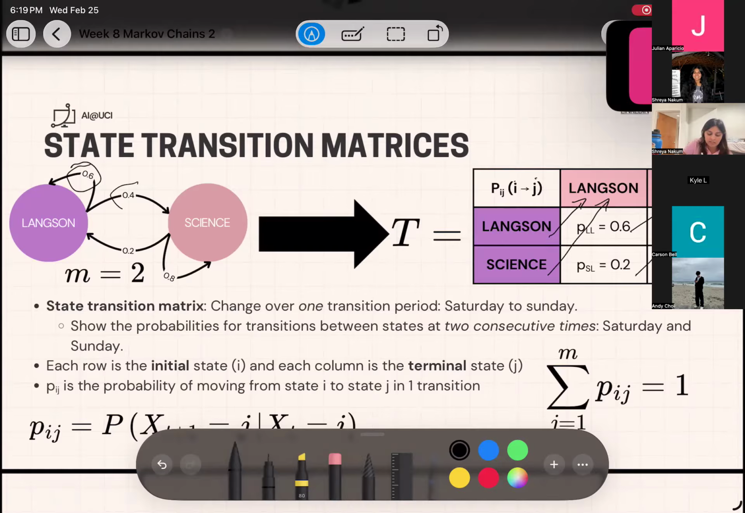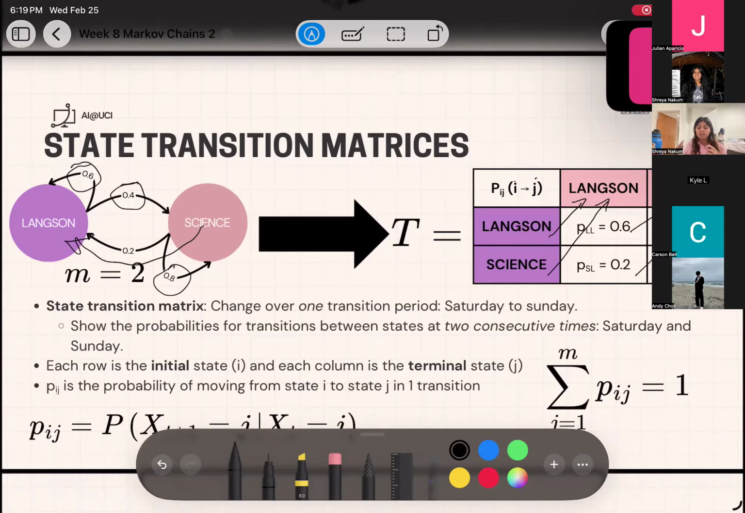Langston to science is this one right here. Science to Langston goes this way, 0.2, and science to science is 0.8. So this shows the transition over one transition period. Let's say that this is where we're going to study every day. This is showing where we're going to go from Saturday to Sunday, for example. This is not just Saturday because you know where you're going to go tomorrow with this probability.